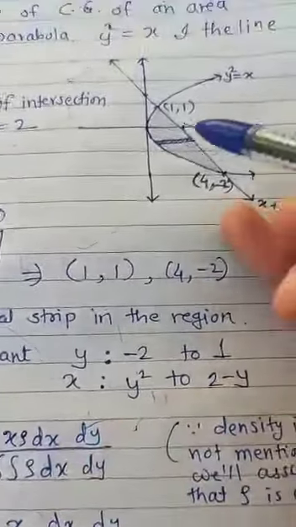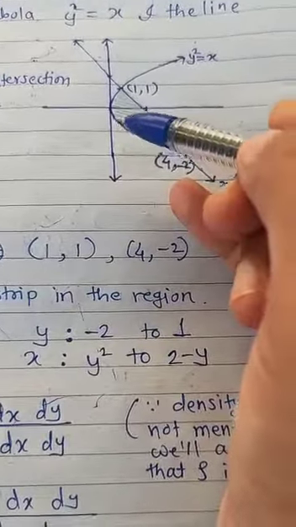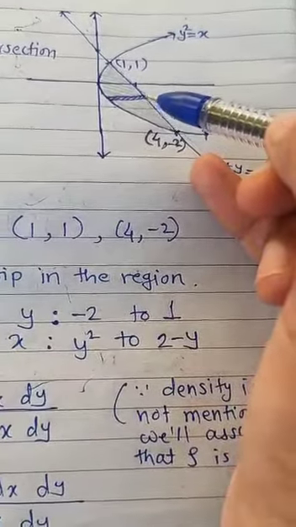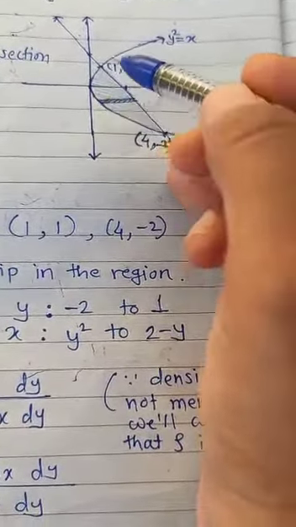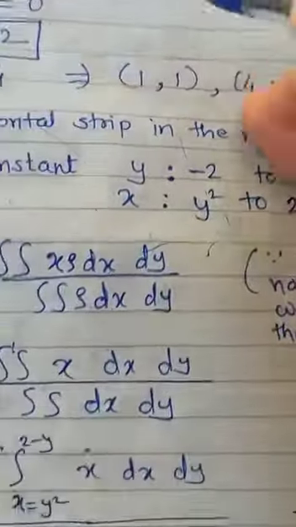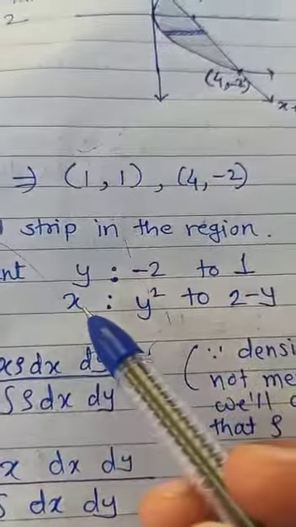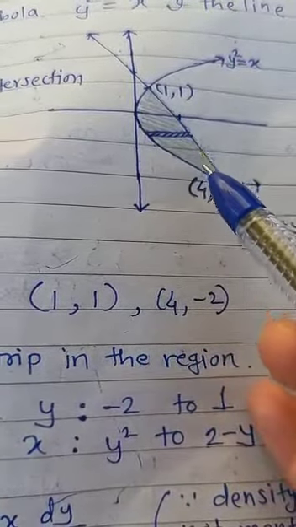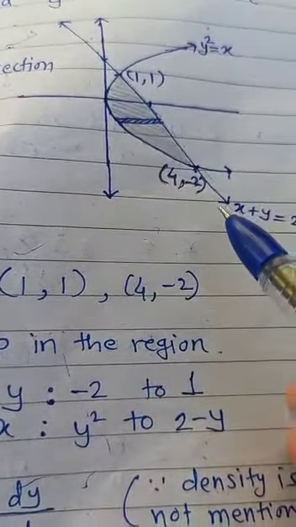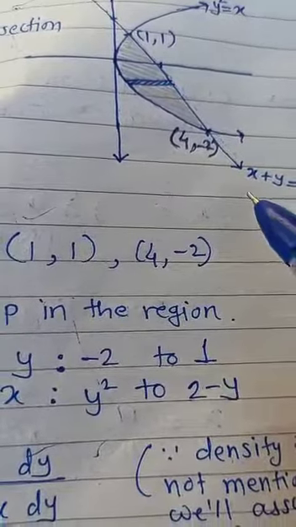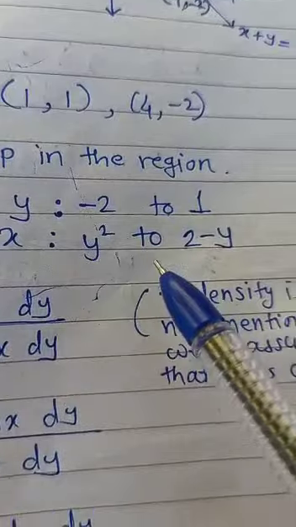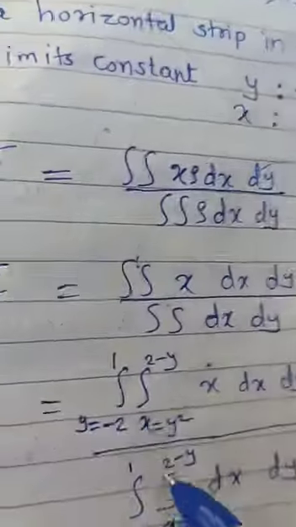Now for x we will see the left end of this horizontal strip and the right end of this horizontal strip. The left end is lying on the curve y squared equal to x, so the x limit is y squared, which is the left end. The right end is lying on the line x plus y equal to 2, therefore x is equal to 2 minus y. So these are the limits for x: y squared to 2 minus y.